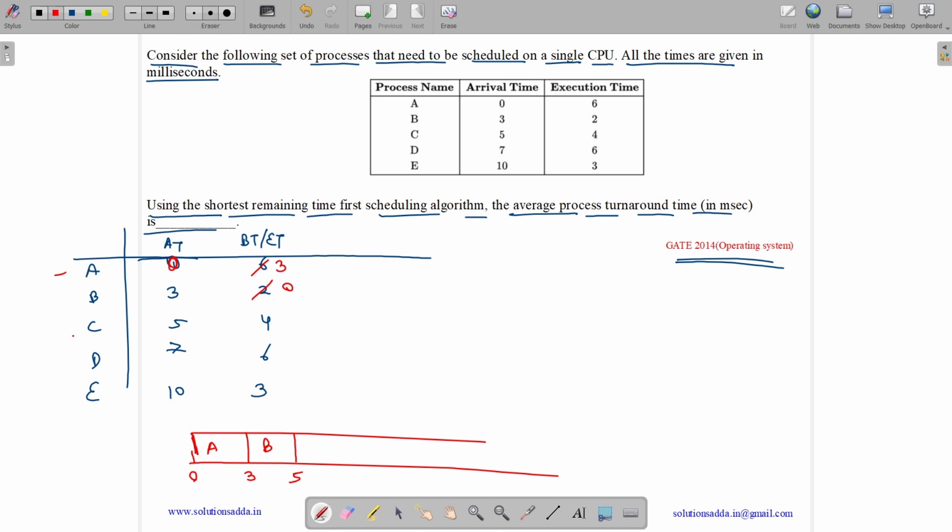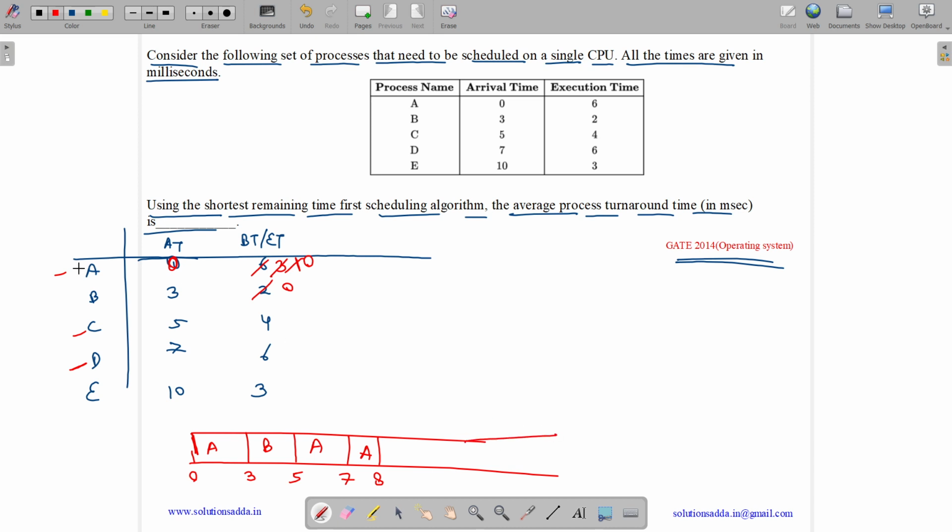Now at 5 we have A and C, with the lower burst time being A's, so A will get scheduled. It can run till 7, as at 7 a new process is coming. So it will run for 2 burst time, and 1 will be remaining. Now at 7 we have A, C and D. The minimum is A only, so it will run for 1 more burst time, from 7 till 8.